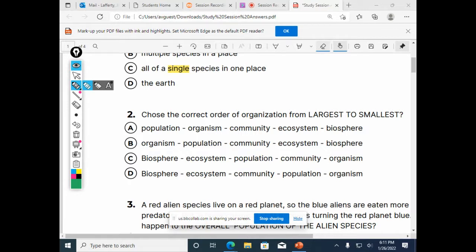Choose the correct order of organization from largest to smallest. Which two should we be able to cross out immediately? A and B. Good. That's out. Okay? Now between C and D, which one's right? D. Good. Why is D right? Because the community is multiple species. Good. And a population is good.